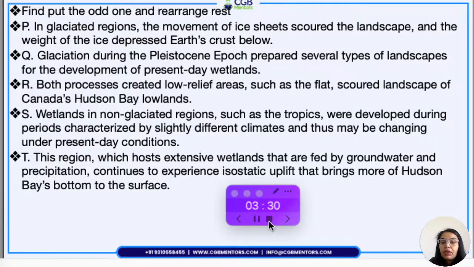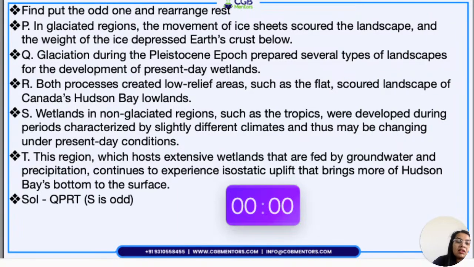Okay, so whenever you have a question where you have to rearrange and put out the odd one, you need to make sure you focus on the rearrangement part. If you're very sure with your rearrangement, automatically you will have one sentence which is odd and that will help you a lot. So in this case, the answer is Q, P, R, T and S is odd. I'll explain, focus now and try and understand. Where did you miss? Where did the mistake happen?